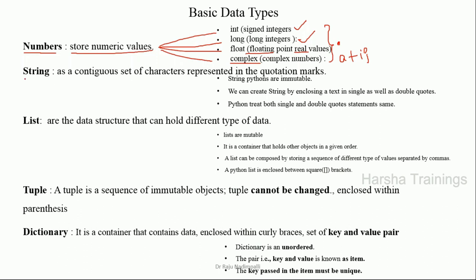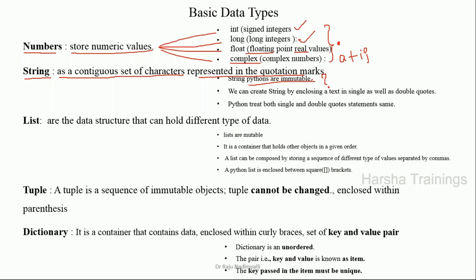Then the second data type Python supports is called string. A string is a continuous set of characters or group of characters represented either in single quotes or double quotes. One important point for the interview is Python strings are immutable. What is the meaning of immutable? This is the most important interview question. Without this question there will be no string question in Python.